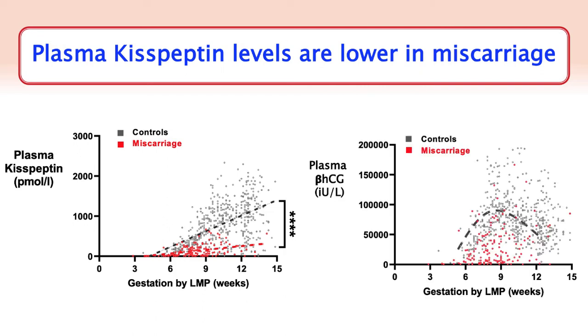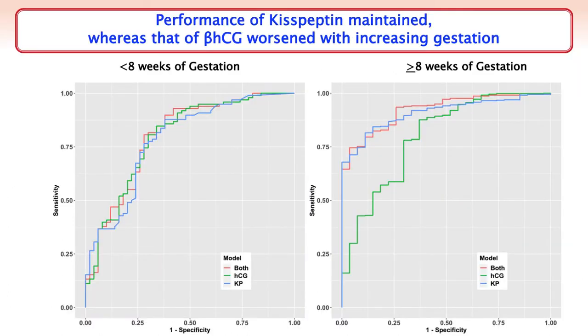Due to beta-HCG's quadratic profile, it is more challenging to differentiate healthy pregnancy from those affected by miscarriage, especially at late first trimester gestations. Indeed, the performance of kisspeptin and beta-HCG was similar prior to 8 weeks of gestation, but whilst that of kisspeptin remained high after 8 weeks, that of beta-HCG fell.